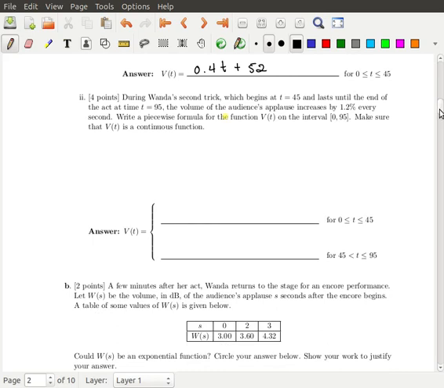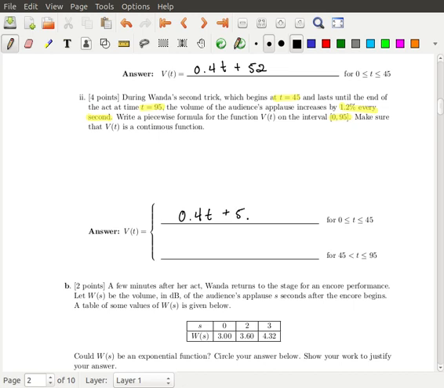The second part of this: during Wanda's second trick, which begins at t equals 45 and lasts until the end of the act at 95, the volume of the audience's applause increases 1.2% every second. That sounds like an exponential rate, and it goes from 45 to 95. Now we want to write a piecewise formula for V of t on the entire interval 0 to 95. Make sure V of t is a continuous function. Okay, well, we already know what it looks like from 0 to 45. We figured that out in the previous part, and so that just amounts to filling it back in.